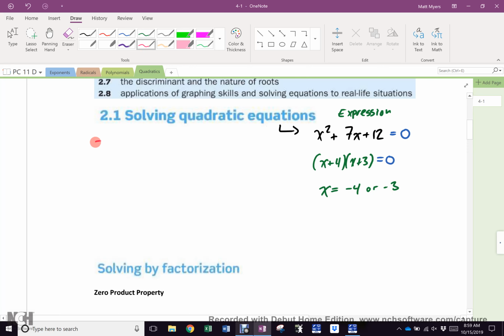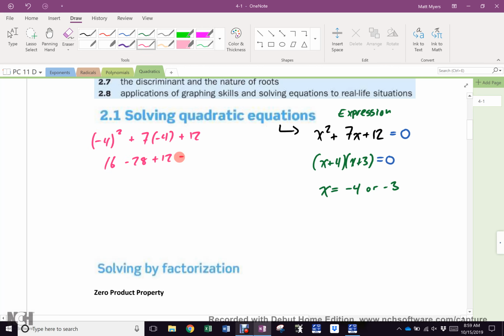What is -4 squared plus 7 times -4 plus 12? What is -4 squared? Positive 16. What is 7 times -4?